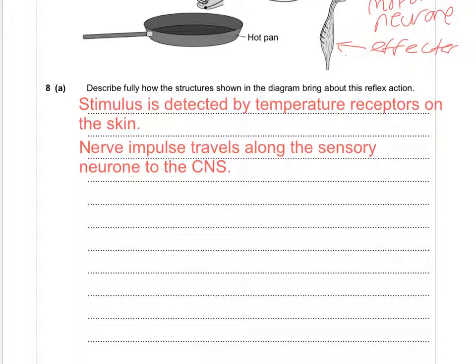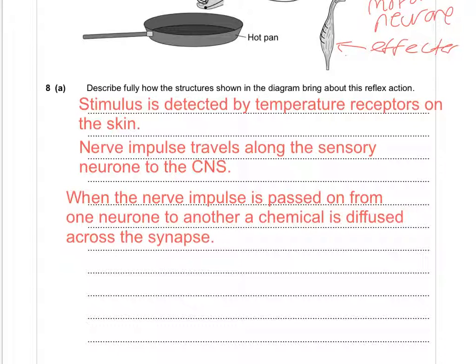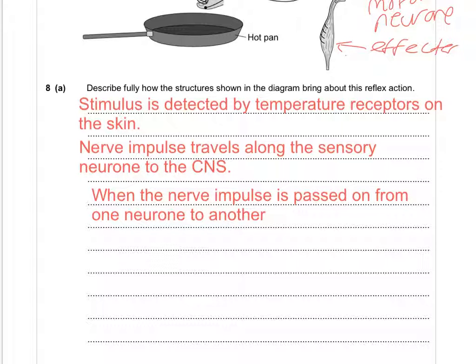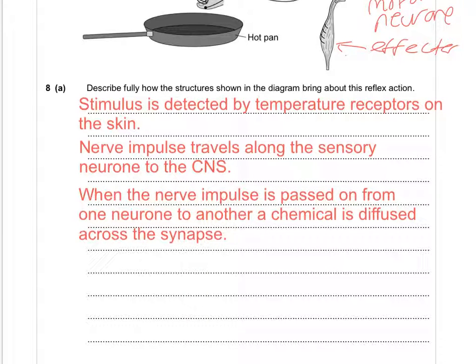What you need to say next is that when the nerve impulse is passed on from one neuron to another, a chemical is diffused across the synapse. Sorry, I'll just move this down here so you can see it. Like we said earlier, the synapse is the small gap between the neurons.